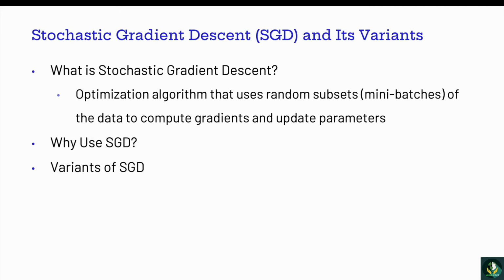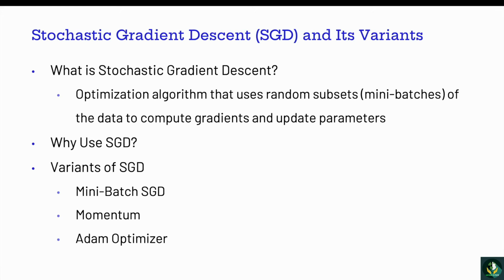Now, what are the variants of SGD? We have mini batch SGD, which updates parameters using small batches instead of single examples. We also have momentum, which adds a fraction of the previous update to the current update to accelerate the convergence. And we have Adam Optimizer, which is used quite a lot. It combines momentum with adaptive learning rates for faster convergence.